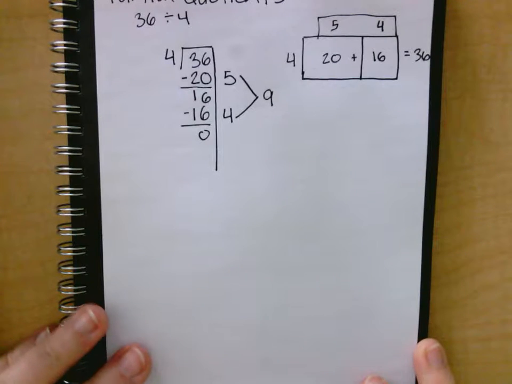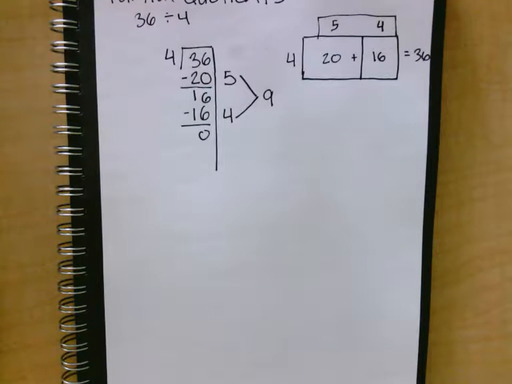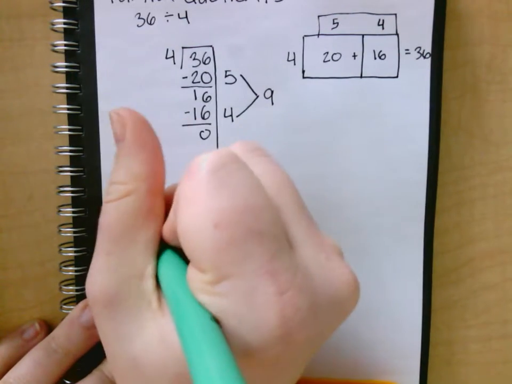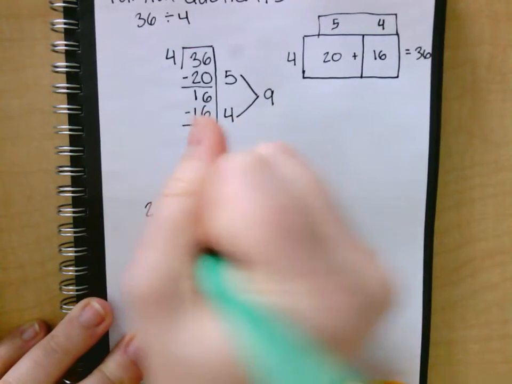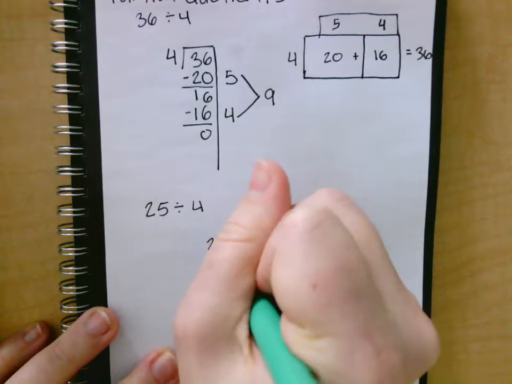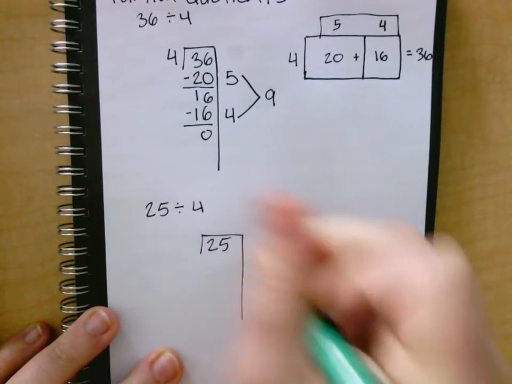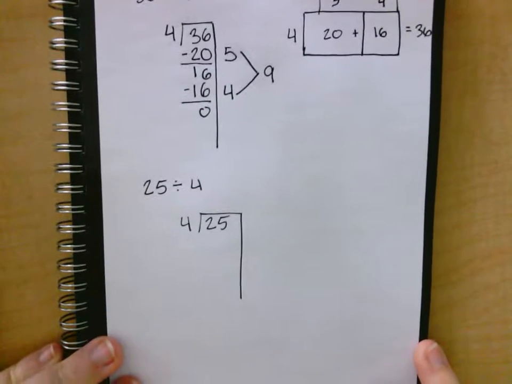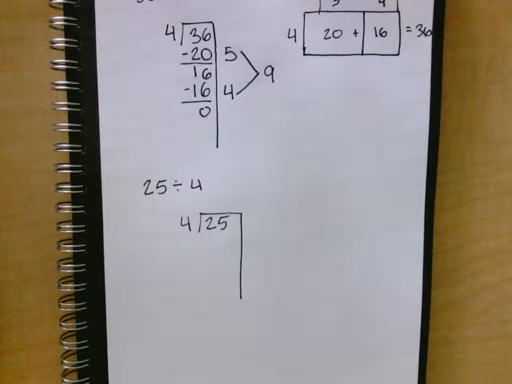So when we use partial quotients, we also might get a remainder, and this is how that would work. So if I have 25 divided by 4, I would do it the exact same way. I would take 25 divided by 4, and I'm going to use chunks of numbers that I know. It could be any chunks of numbers. It could be the facts that you or your child know to help you.